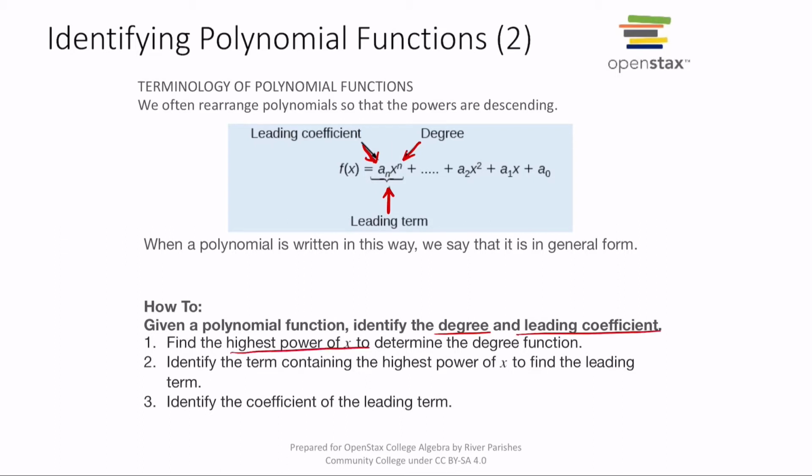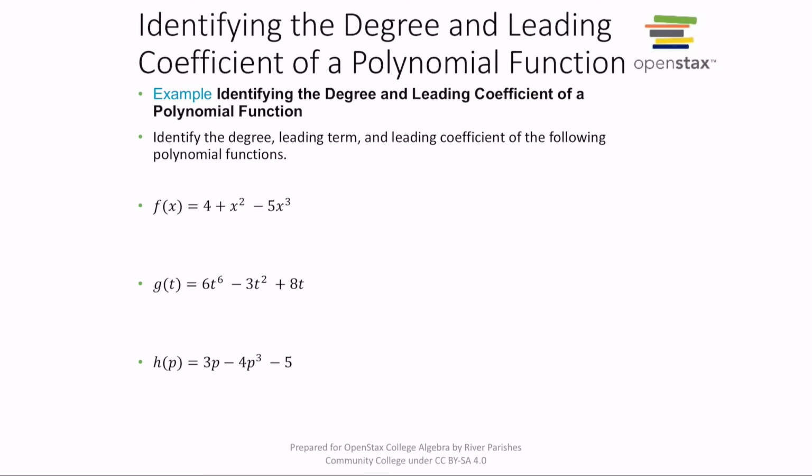First, find the highest power of x to determine the degree of the function. So the highest power itself becomes the degree. Next, identify the term that contains the highest power. That term becomes the leading term, and the coefficient attached to the leading term becomes the leading coefficient.